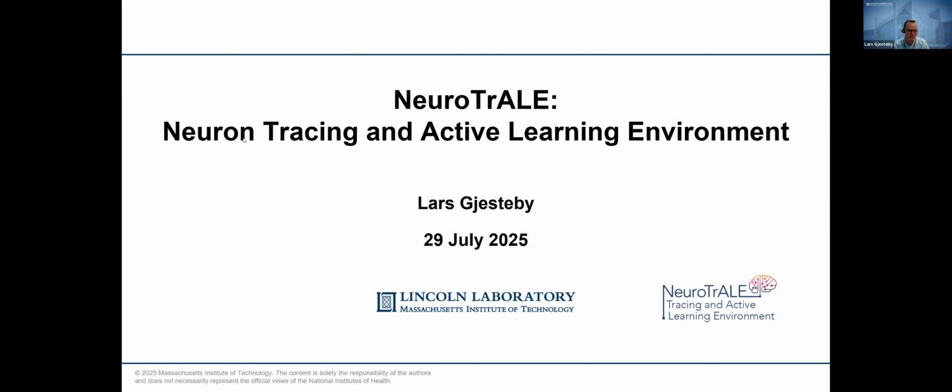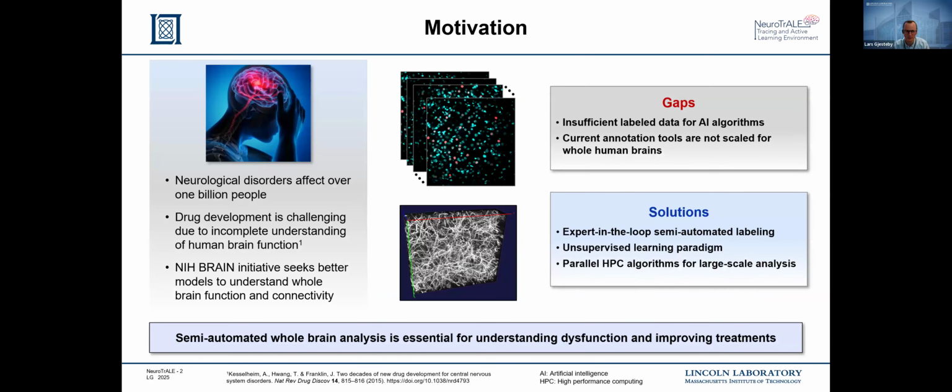microscopy. So to motivate the need for a technology like NeuroTrail, neurological disorders affect over 1 billion people worldwide, ranging from Alzheimer's and autism to Parkinson's and PTSD. Drug development is challenging due to incomplete understanding of human brain function. So we've been working as part of the NIH Brain Initiative, seeking better models to understand function and connectivity.